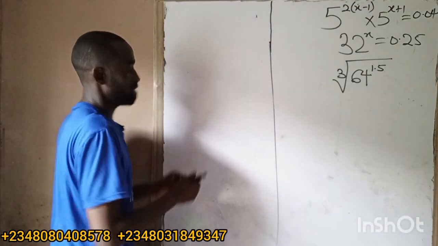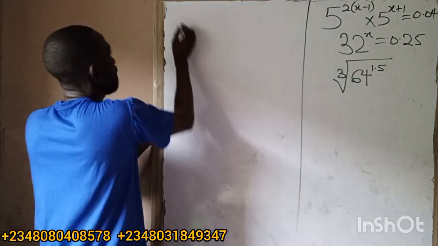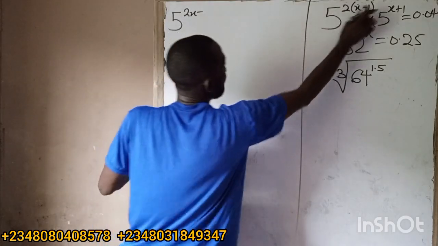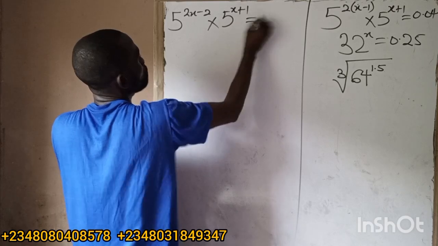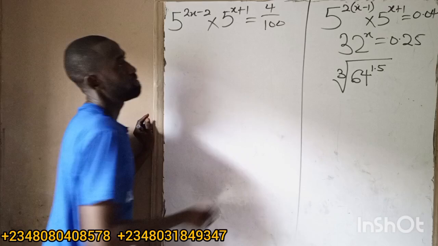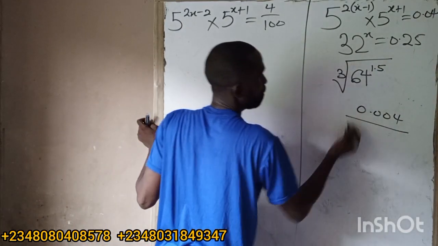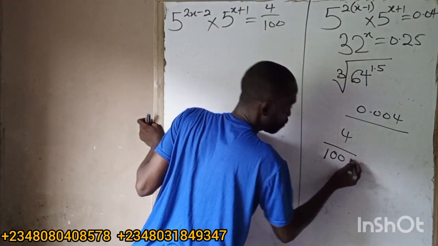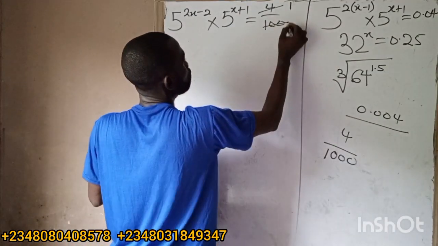So the first one, I have 5 raised to power. Let me create more space. If I open that bracket, it will be 2 times x, 2x, minus 2 times minus 1, minus 2, times 5 raised to power x plus 1 is equal to 0.04, which is 4 over 100 as a fraction. How do I get that? This point will be 1, 0, and 0. So if I have 0.004, the fraction will be 4 over 1000. That's also how to convert from decimal to fraction.